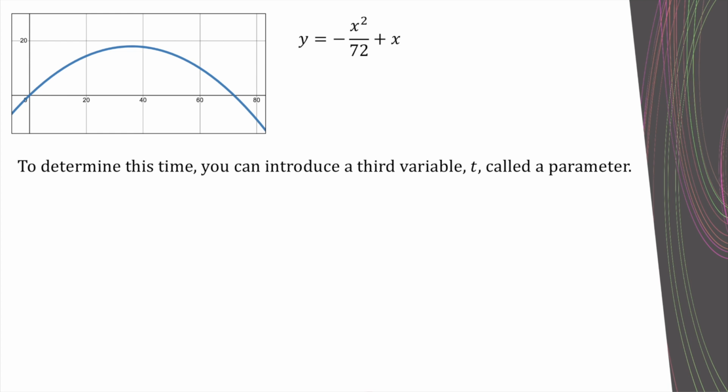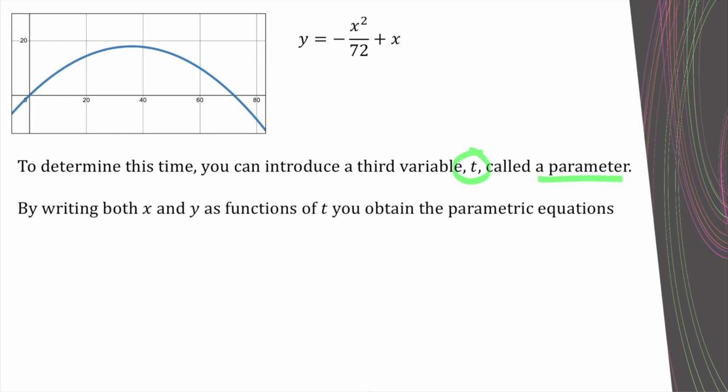To determine this time, you can introduce a third variable, perhaps t, called a parameter. By writing both x and y as functions of t, you'll obtain parametric equations. So in this case, x equals 24 root 2 t, and this would be describing the horizontal motion. And then another equation would be y equals negative 16 t squared plus 24 root 2 t, and this would be describing the vertical motion.